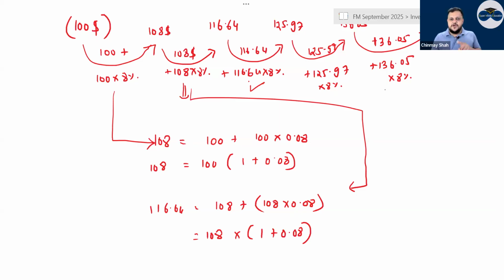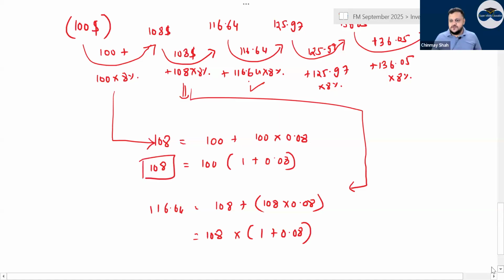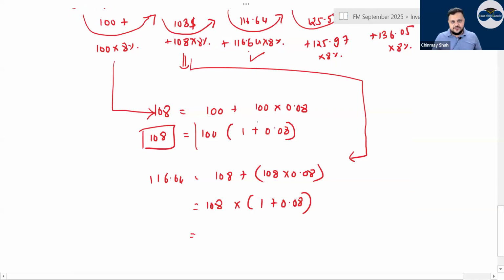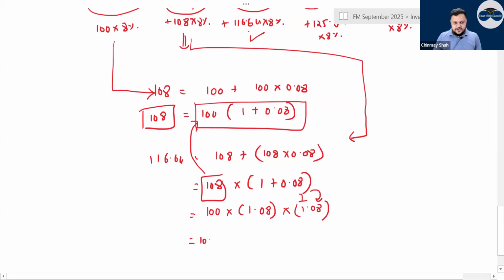Is this okay with you? We'll verify: 1.08 into 108, will it give you 116.64? Yes, correct. Now, this 108 we have derived here. Instead of writing this 108, can I substitute this value? Here, 100 into 1.08 into the 1.08 that is already there. This 108 I'm taking from here, and this 1.08 comes from here. Or I could write it as 100 into 1.08 squared.